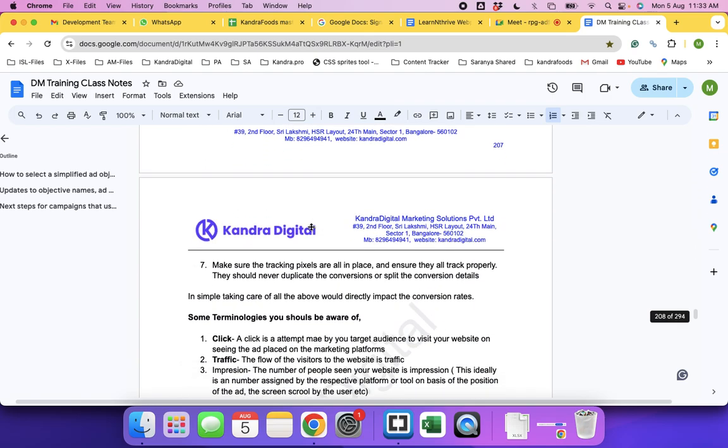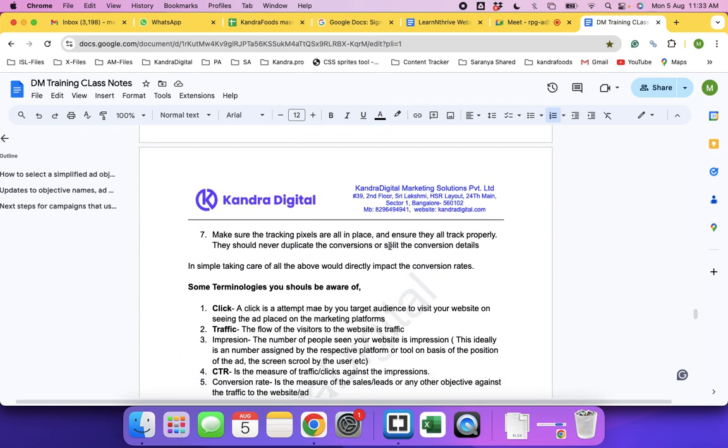Right? Make sure the tracking pixels are all in place and ensure that they all track properly. They should never duplicate the conversions or split the conversion details. In simple terms, taking care of all the above directly impacts the conversion rates.